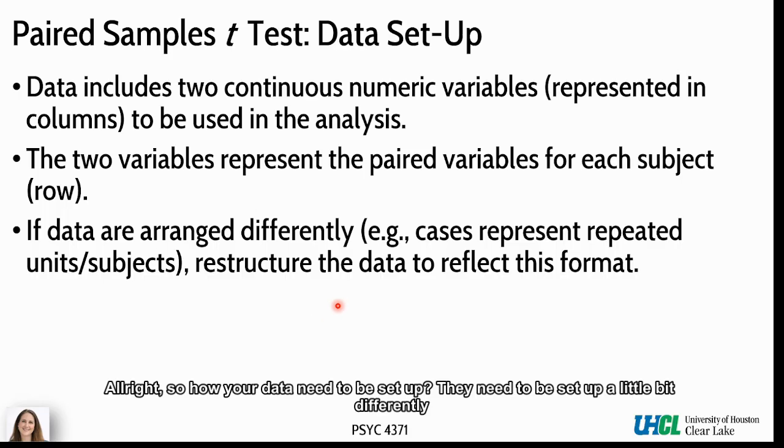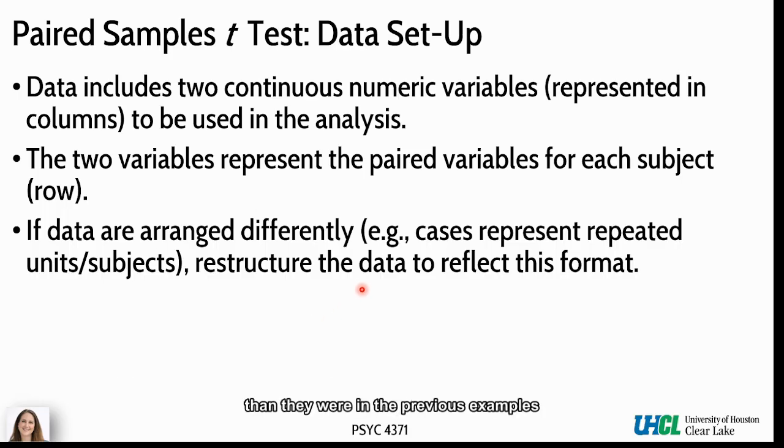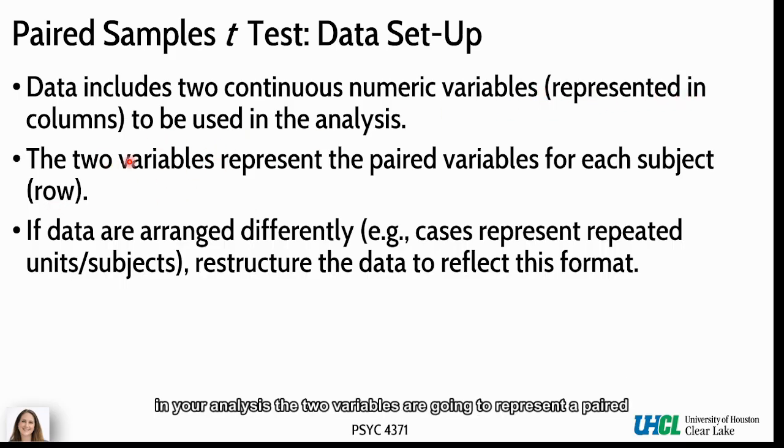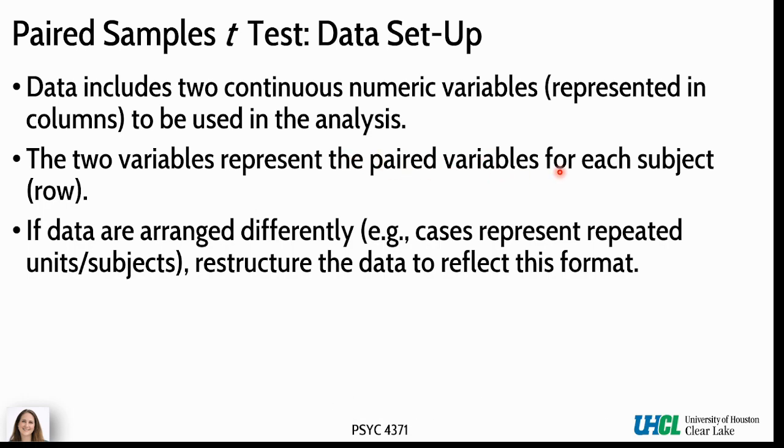All right, so how do your data need to be set up? They need to be set up a little bit differently than they were in the previous examples. So your data is going to have two continuous numeric values. They're going to be represented in columns in your analysis. The two variables are going to represent a paired set of variables for that subject. That's a row. And if your data are arranged any differently, it's going to require you to restructure it in order to reflect that format.